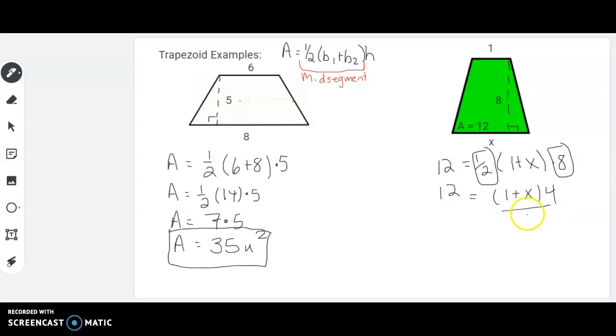Since it's multiplied by 4, I'm going to divide by 4 on both sides. That's going to give me 3 is equal to 1 plus x. And then I just solve for x by subtracting the 1. So the other base is equal to 2. So this base is equal to 2. So when I add them together, times the height and divide it by 2, I get 12. So you may have to work backwards on some of these as well.